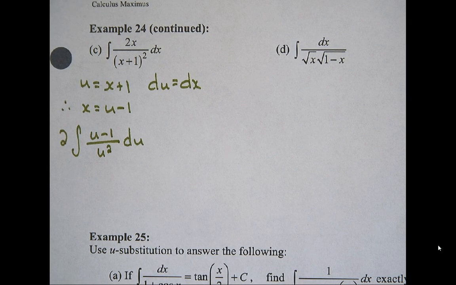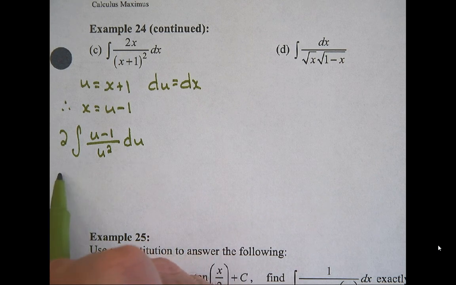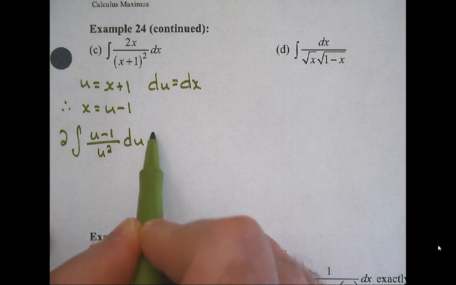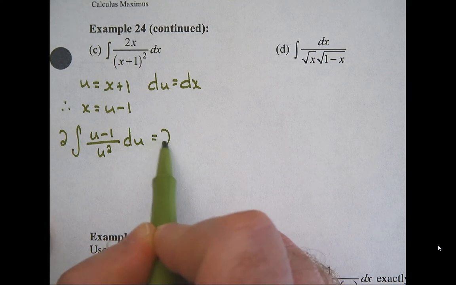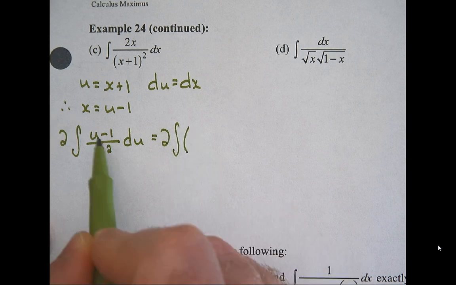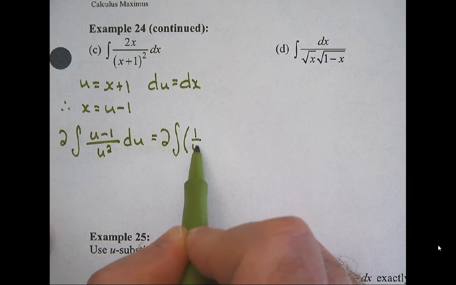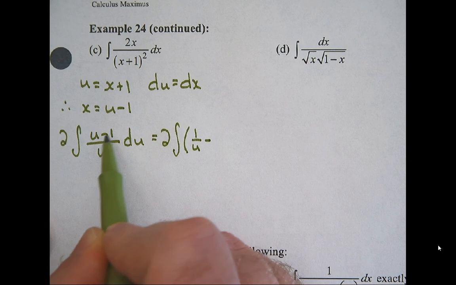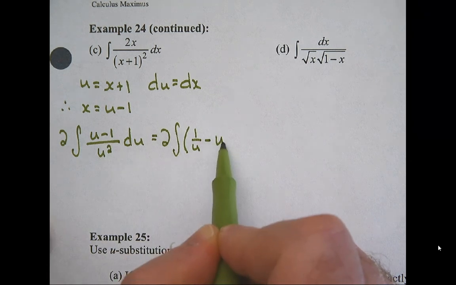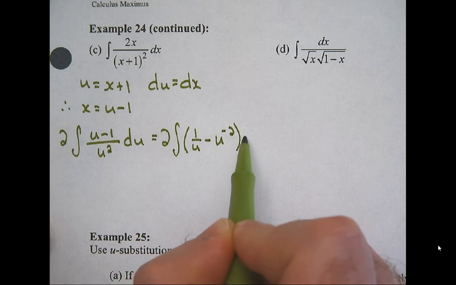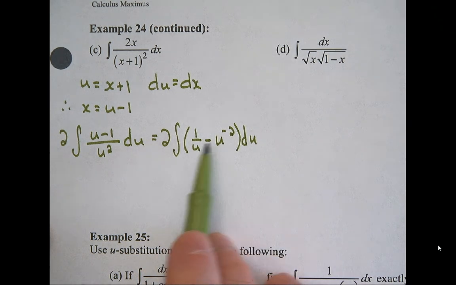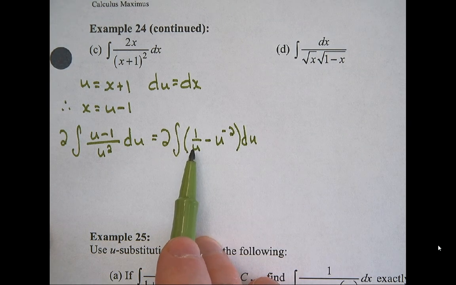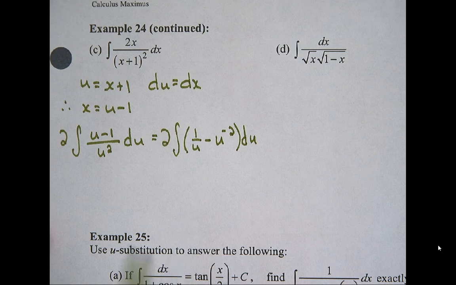I'm going to split this up now. I can divide these. I can separate. So this would be the same as, I'm going to write it over here, 2 times the integral of u over u squared is 1 over u minus 1 over u squared. I'm going to rewrite that as u to the negative 2 du. Notice why I did that. This one is not integrable when I write it as u to the negative 1. That's going to remind me that it's natural log, where this one I can add 1 and go from there.